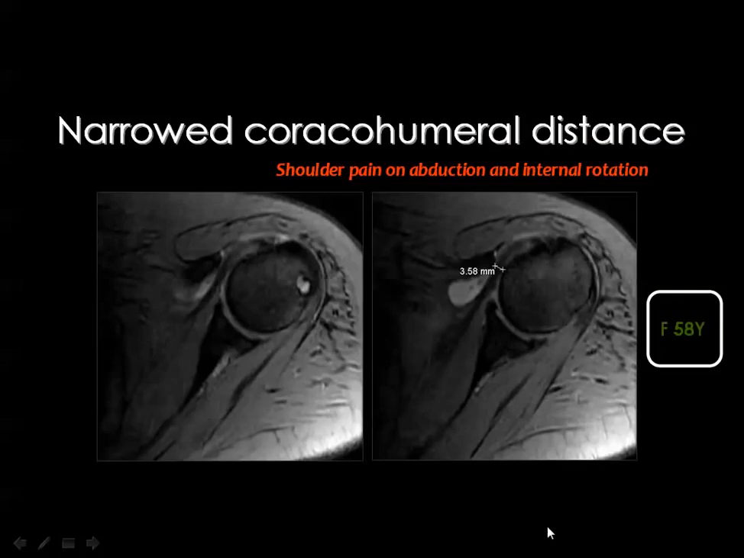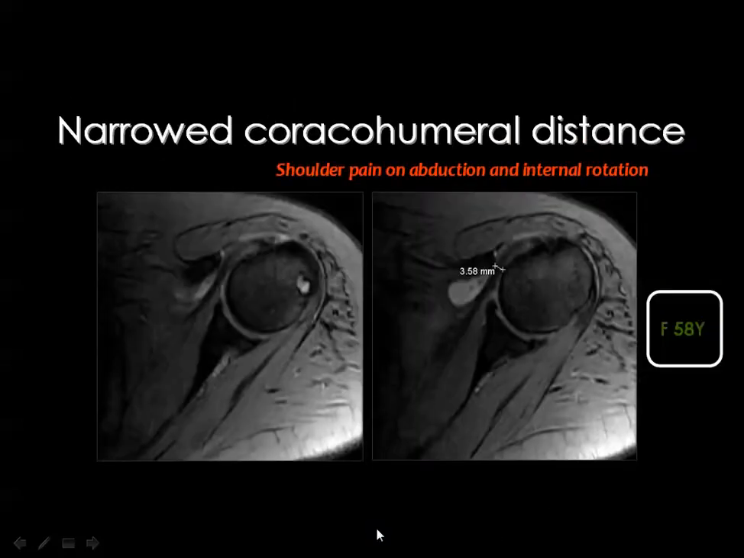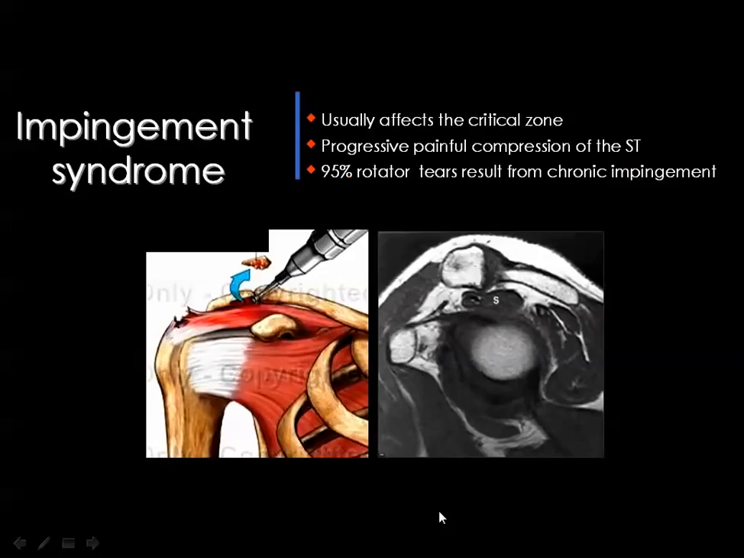Then the diagnosis of subcoracoid impingement depends on the measurements of the distance between the coracoid and the humeral head. If it is smaller than 8 millimeters, then you consider this. And as I have mentioned, if you look carefully at the subscapularis tendon, it may be normal, but sometimes you got degenerative changes and even tears of the tendon itself.